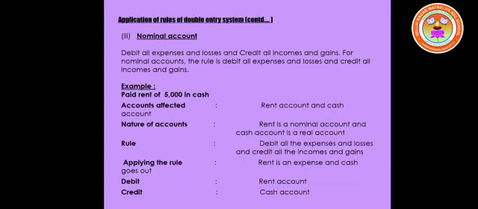When we apply the rule, rent is the name of the expense. According to our nominal rule, debit all expenses and losses. Here the name of the expense is rent. And cash goes out when we pay rent. Cash goes out. So there we are applying real account rule. Finally, the journal entry will be rent account debit to cash account.